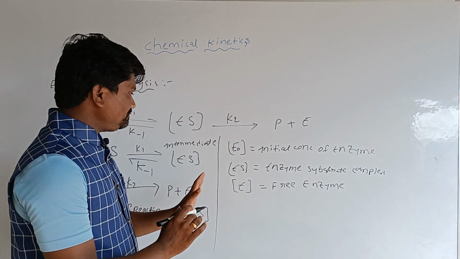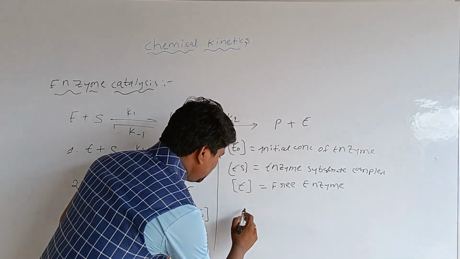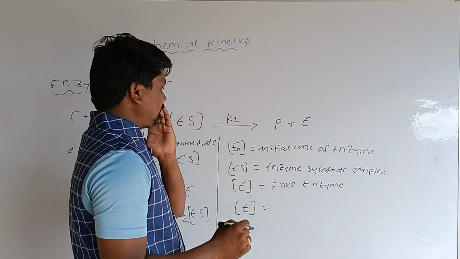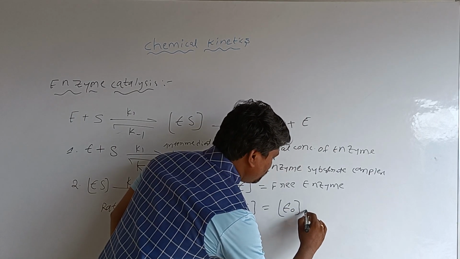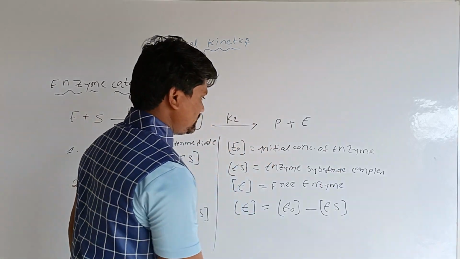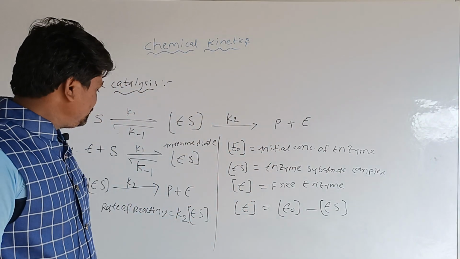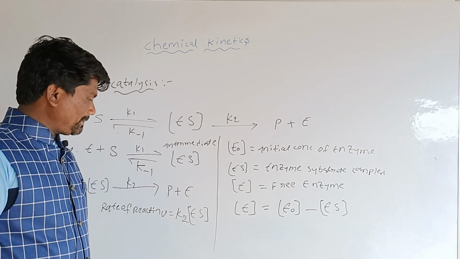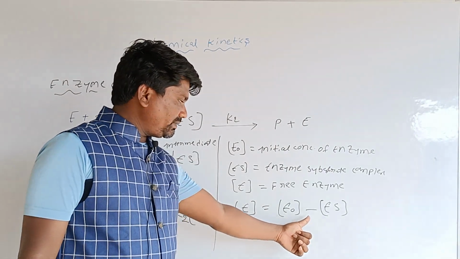Then we want the enzyme concentration only. The free enzyme E is equal to E naught minus ES. These are the most important points. The rate of reaction depends upon K2 into ES. Here E is equal to E naught minus ES.